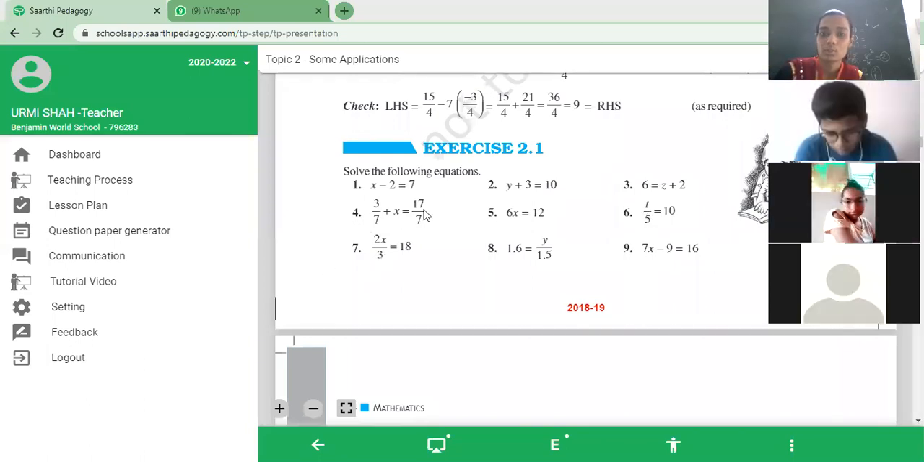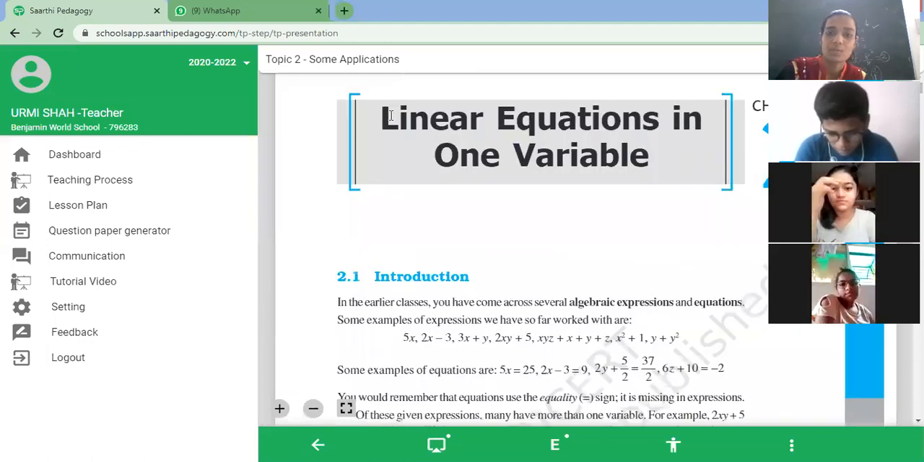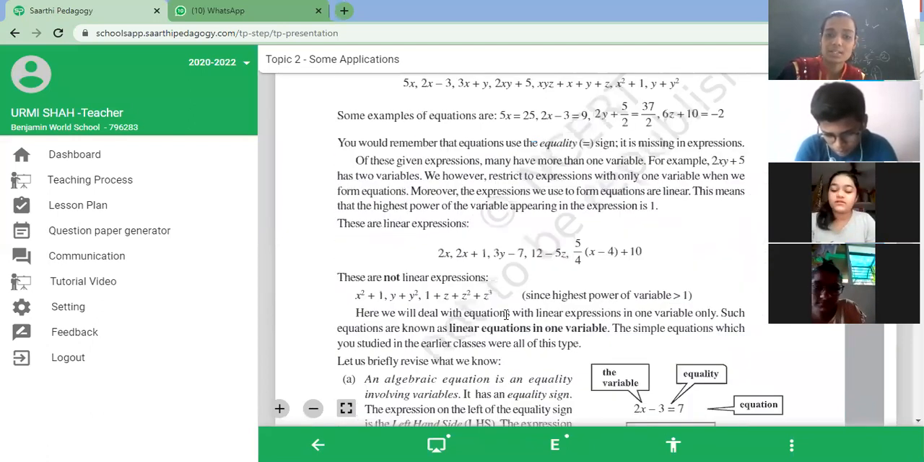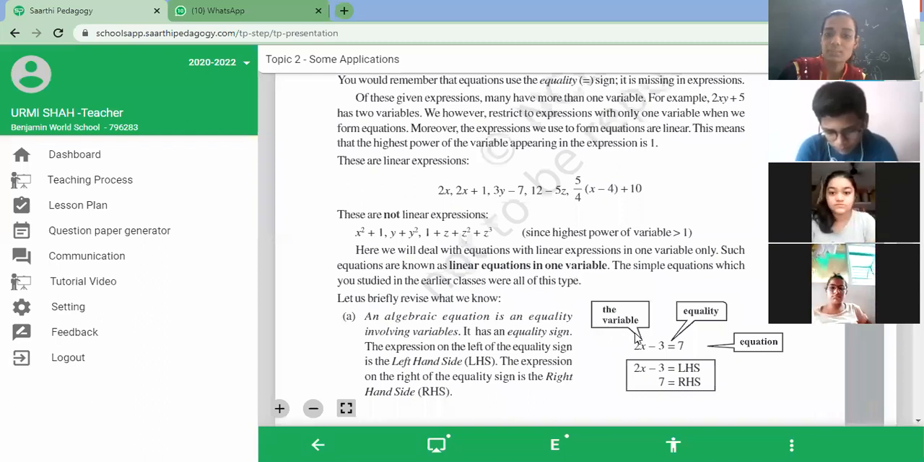Yes, ma'am, it's visible. So I think you have started this whole chapter, linear equations in one variable. Here x, y, and z are your variables. We learned that last year also. A linear equation means there is only one variable, whether x, y, z, a, b, c, whatever you want to choose from the alphabet.